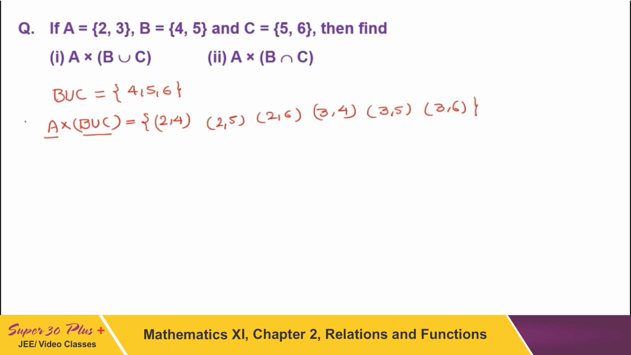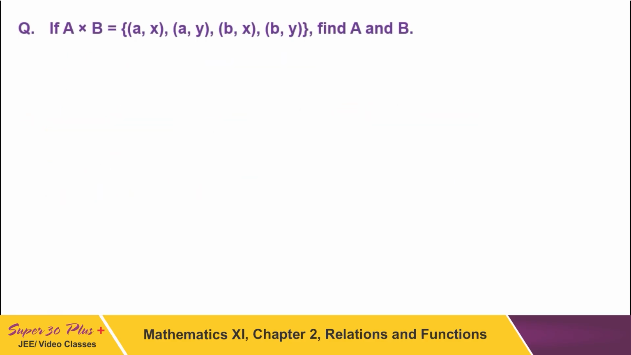This is question number 1. Now question number 2, we have to find B intersection C. B intersection C will be {5}. Now we have to find A cross B intersection C. Now it will be (2,5) and (3,5).